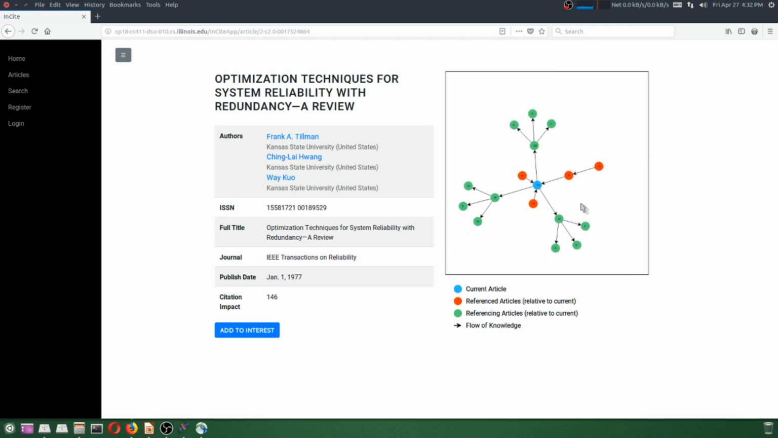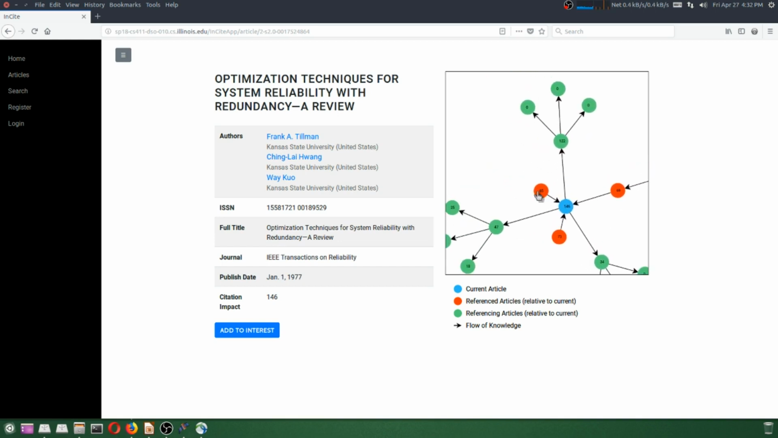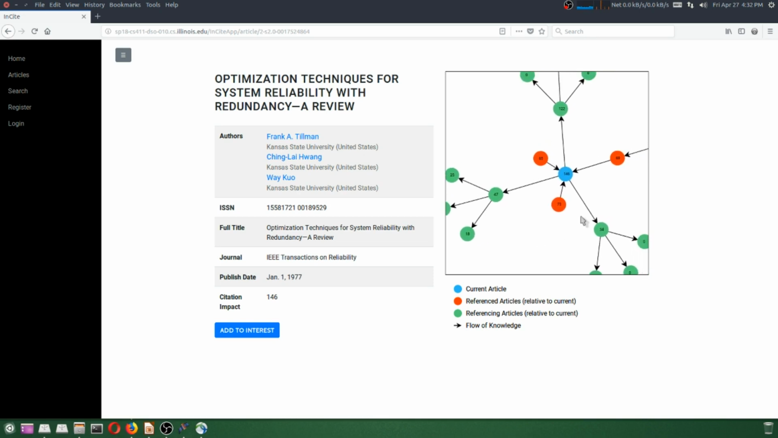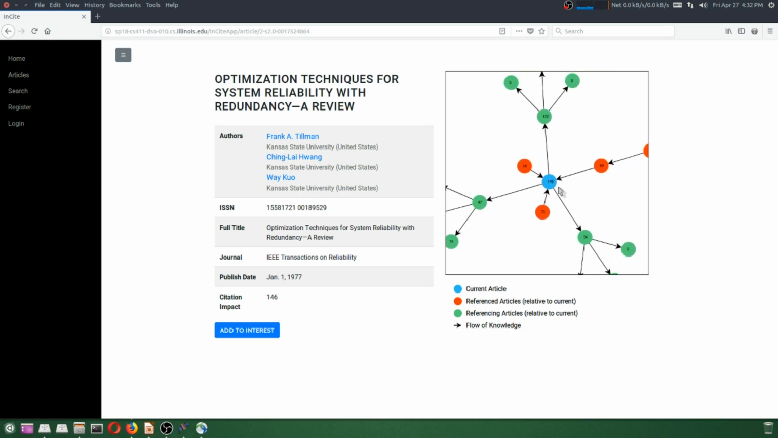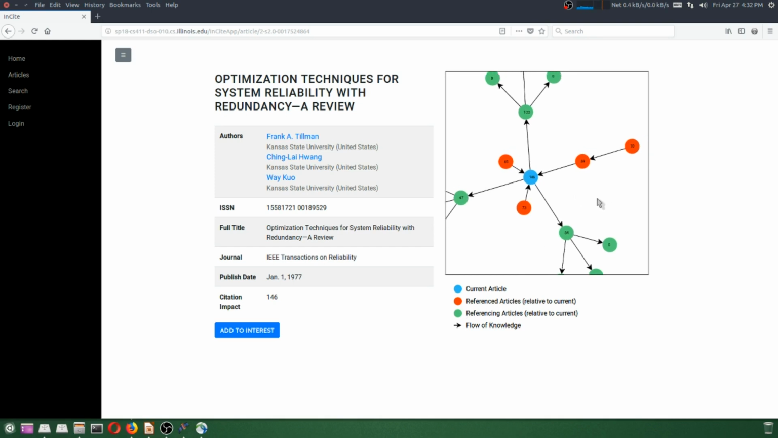And you can see what I call a citation impact graph or citation network graph. So what this shows you, let me zoom in a little bit, is essentially articles that are associated with the current article, which is colored in blue. So all of the red nodes, right? They are referenced articles relative to the current node.